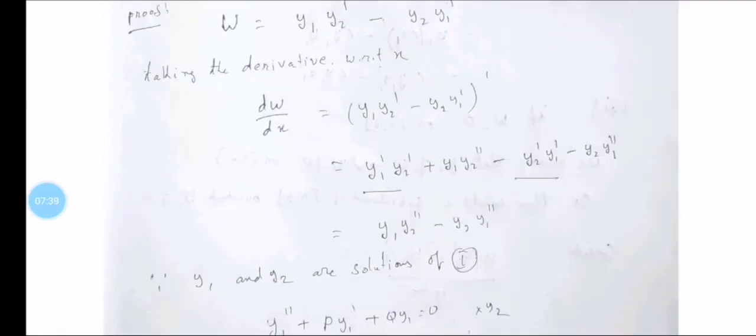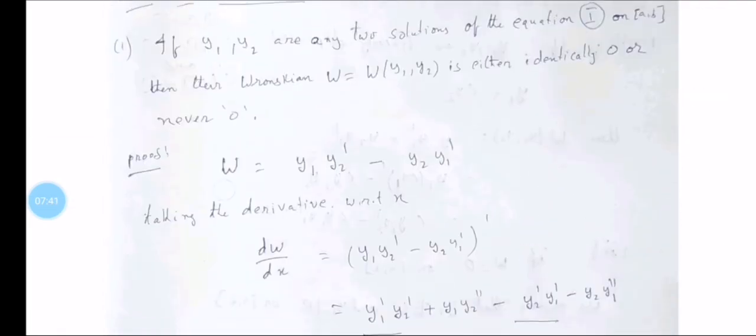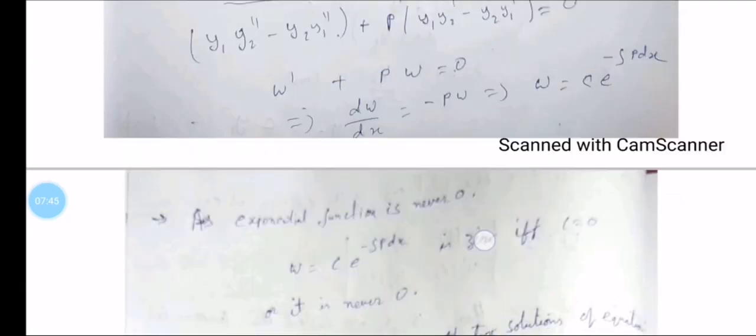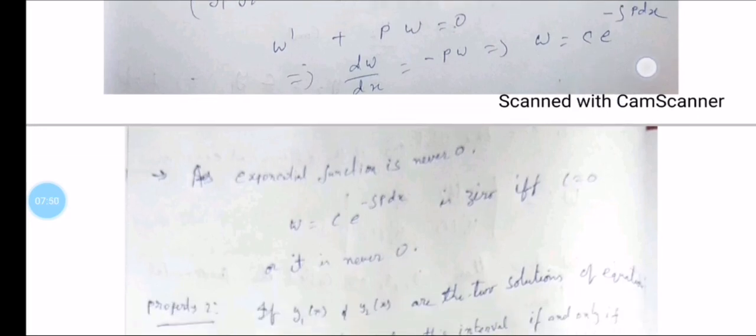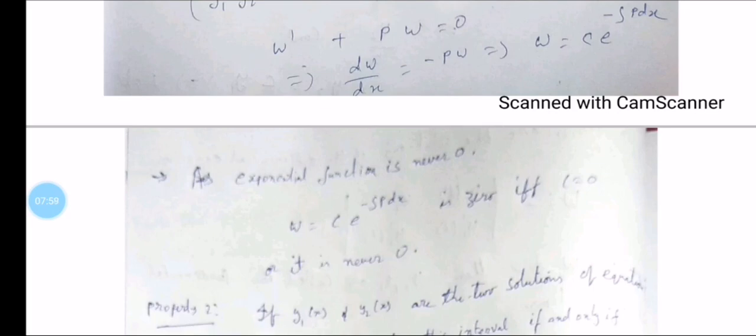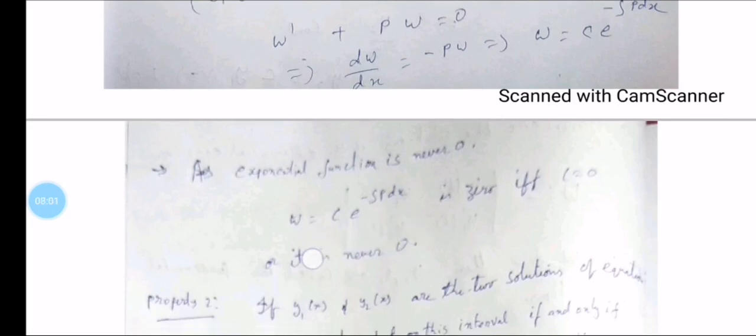Now we continue to this proof. If the fundamental solution W is of the form of an exponential, we know that the exponential function is never 0. So W equals c e to the power minus integration p dx, which is equal to 0 if and only if the constant c is 0. Otherwise it is never 0.